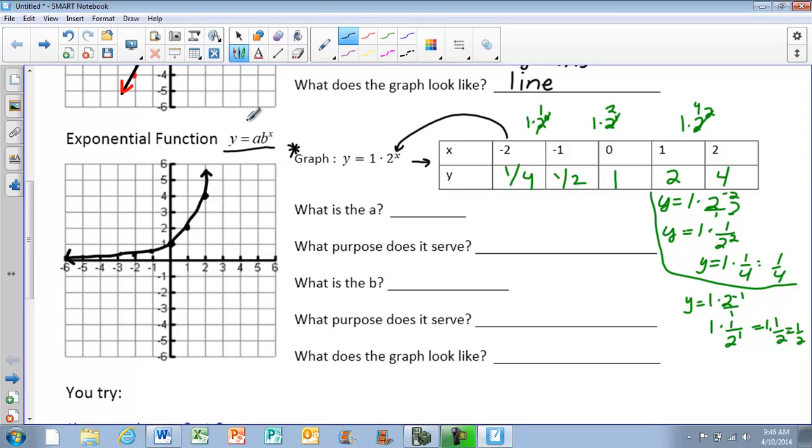So we need to figure out, what does the a stand for? What does the b stand for? So the a is the y-intercept.